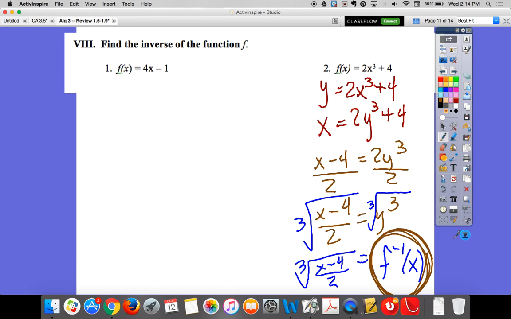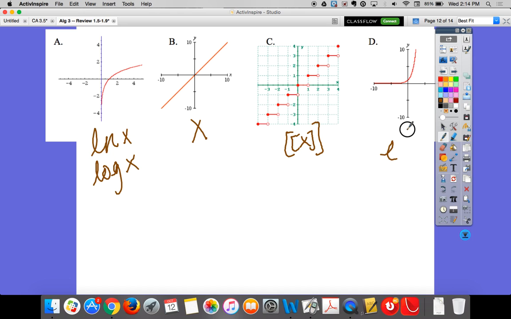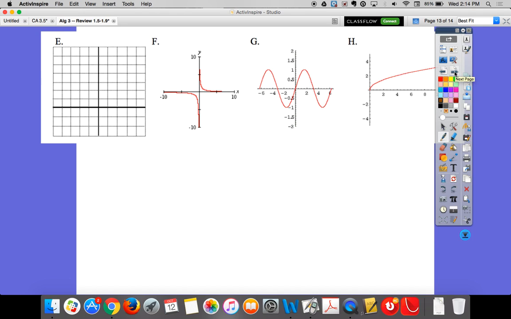All right, the last thing that's going to be on there is you matching your functions. So this one right here is either ln of x or log of x, whichever way I noted it. This one is good old x. This is your step function or greatest integer function. This is e to the x. This one is, well, there's supposed to be like the x-axis in there, so this is c. This is 1 over x.